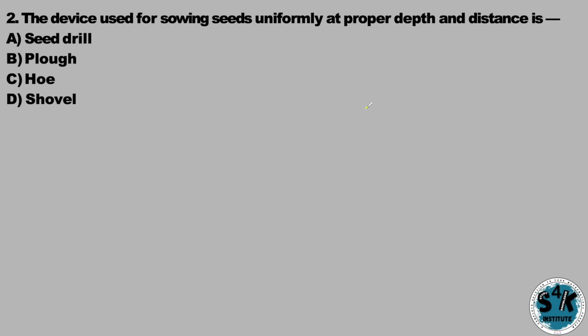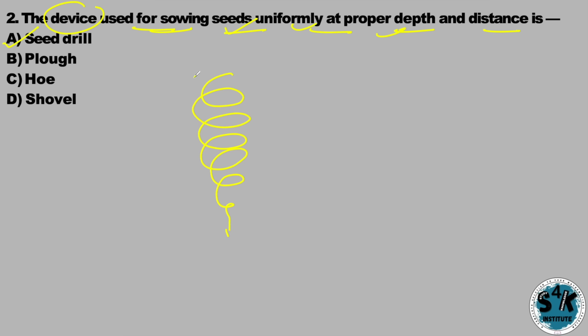Let's do the next one. Device used for sowing seeds uniformly at proper depth and distance. What do you think? Which device is used for sowing seeds uniformly at proper depth? So the answer is seed drill. It ensures equal depth and spacing. Because if you have seen this drill, which is pointed, this is the seed drill.